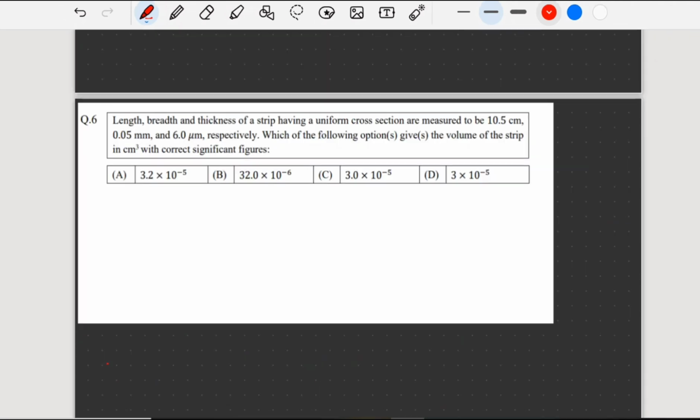Question number 6. Length, breadth and thickness of a strip having uniform cross section are measured to be 10.5 centimeter, 0.05 millimeter and 6 micrometer. Which of the following options gives the volume of the strip in centimeter cube with correct significant figures? We will just multiply. Let's find out the volume. Volume is 10.5 centimeter. Everything we will keep in centimeter only, into 0.05 millimeter, so 0.05 into 10 to the power minus 1 centimeter, into 6.0 micrometer. Micrometer means 10 to the power minus 4 centimeter.